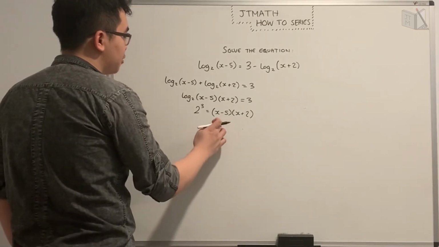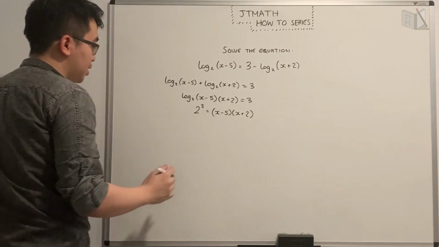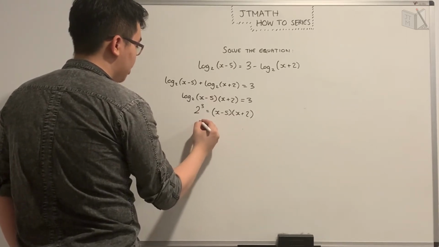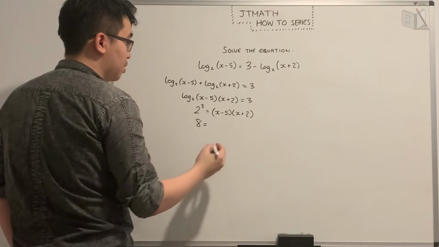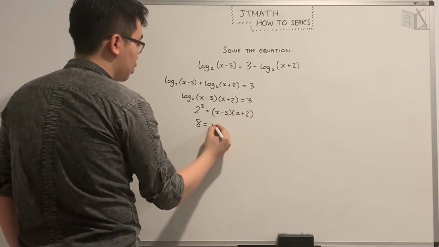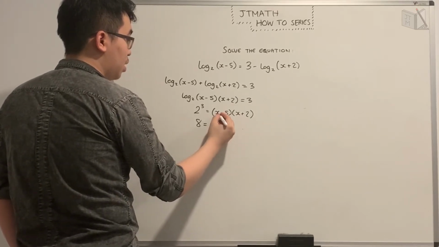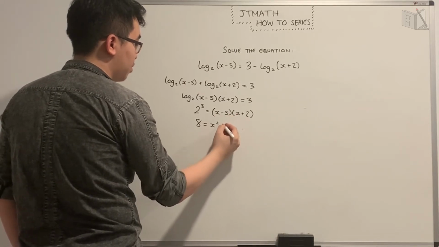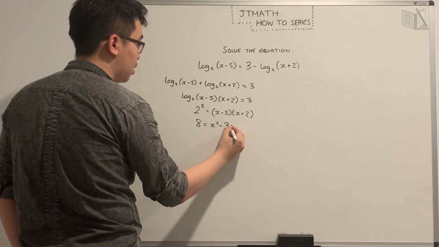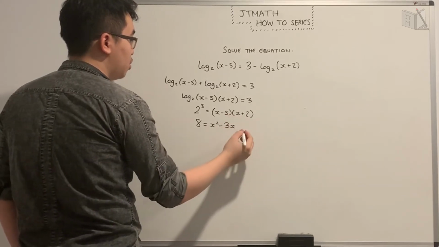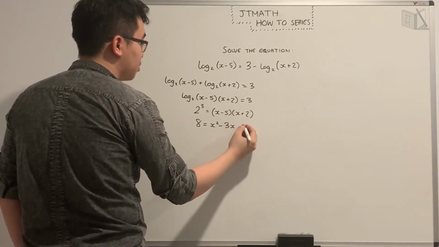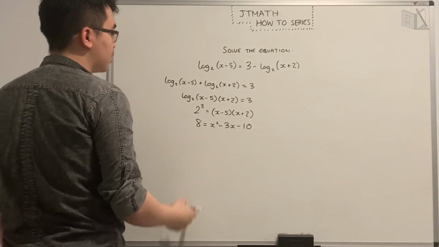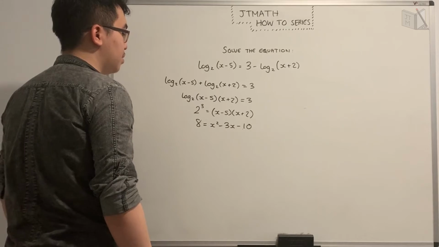However, to do that I must first multiply these two brackets out. So we're going to have 2 cubed, which is basically 8. We can rewrite that as 8. x times x is x squared. x times 2 is 2x, plus x times minus 5, minus 5x, is minus 3x. Minus 5 times 2 is minus 10. So now we've got 8 equals x squared minus 3x minus 10.